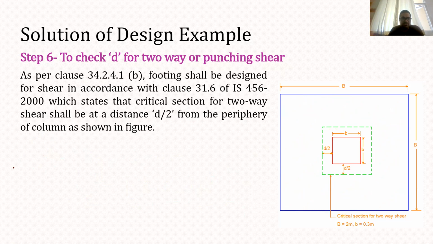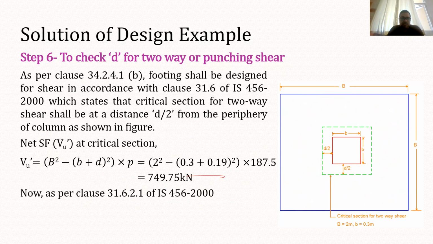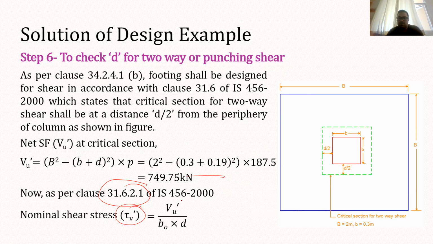I have already done this calculation. Looking at this calculation, we have VU, and solving this, we get the VU value as 749.75. As per this clause, first we will find out tau V dash, and tau V dash value will be VU dash upon B naught into D. This formula is already given in this clause. If you refer to this clause, you will find the formula VU dash upon B naught into D.